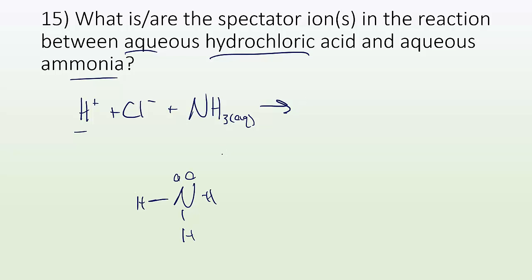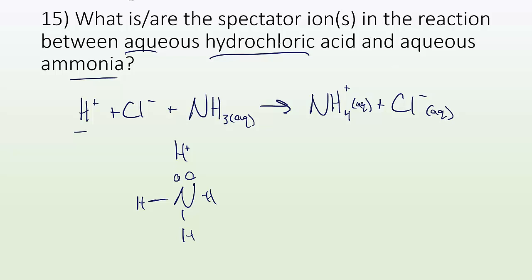So we're going to end up with NH4, which has a positive charge because of the additional H plus that's going onto it, and a chloride ion. Now this is going to be soluble, so they're just going to end up looking like this: NH4 plus aqueous and chloride ion aqueous. And that is what you're going to get.